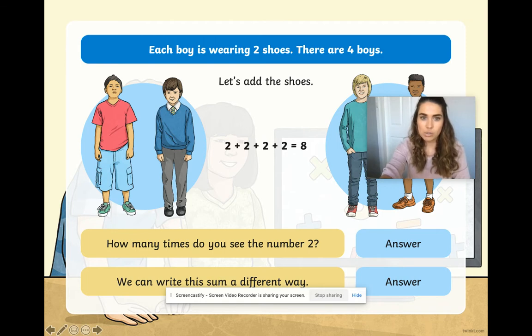2 plus 2 plus 2 plus 2 equals 8. I could also use my skip counting by 2 strategy because I know we're very good at that. 2, 4, 6, 8. Because there's 2 each time, I know I'm skip counting by 2.